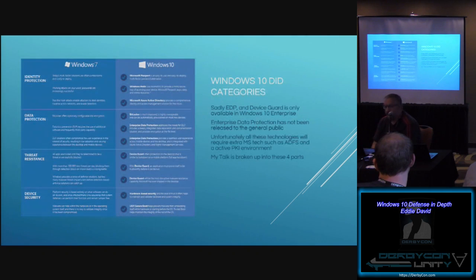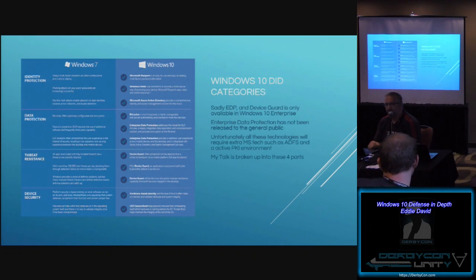My talk is broken up into 4 separate parts. I'm going to be talking about identity protection, data protection, threat resistance, and device security, paying more of a focus on the unique things in Windows 10. Sadly, some of the things being touted in Windows 10 are only available in enterprise versions of Windows 10. So you need active software assurance licenses to get some of these features.